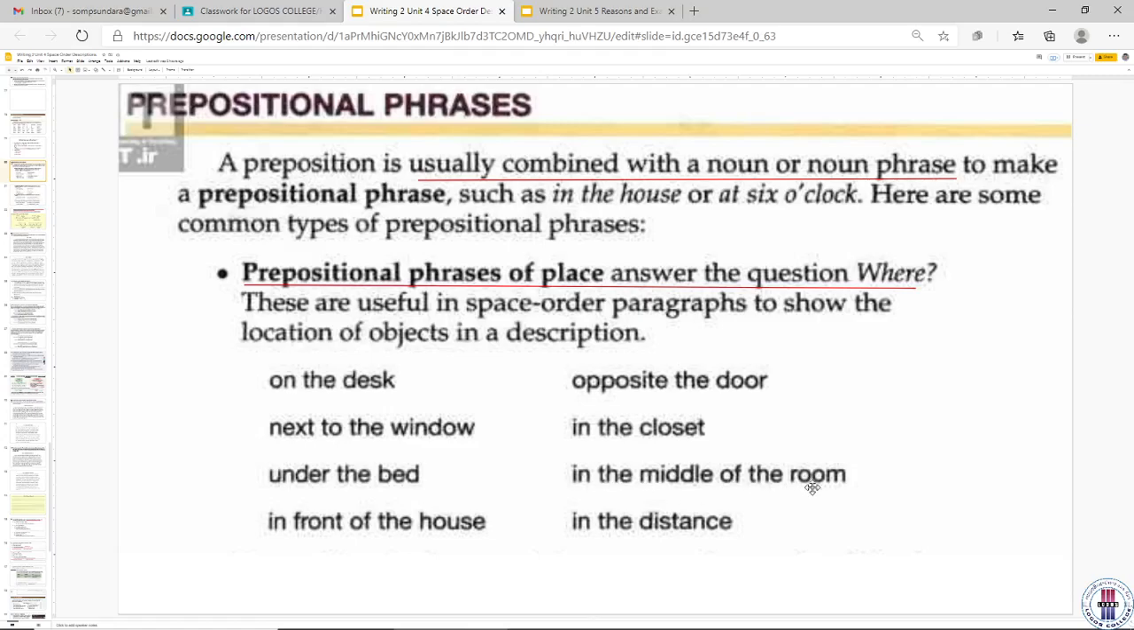The middle of the room, this is actually another preposition. Of is a preposition, the room is the noun phrase. So altogether, this makes one prepositional phrase, right? Even though there are 2 prepositions. In front of the house. Same idea. So, prepositional phrases of place answer the question where.